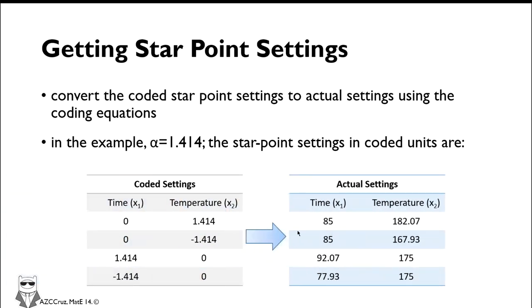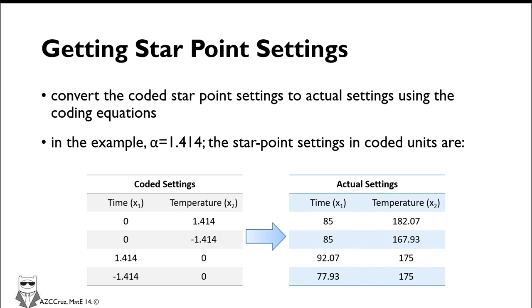And siyempre, i-convert natin to into actual settings, no? Or natural settings. And the way we do that is gagamitin lang natin yung equation natin, no? So the equation is, again, coded setting is equal to natural setting minus center point over high setting minus center point. Okay, so using that, pwede mo nang i-convert into natural settings. And when you have your natural settings, eto siya. So meron kang time of 182, yung degrees Fahrenheit, tapos 85 na time, 167 degrees Fahrenheit, and so on and so forth. Now that you have this actual natural settings, ang gagawin mo is you do the experimental runs again.